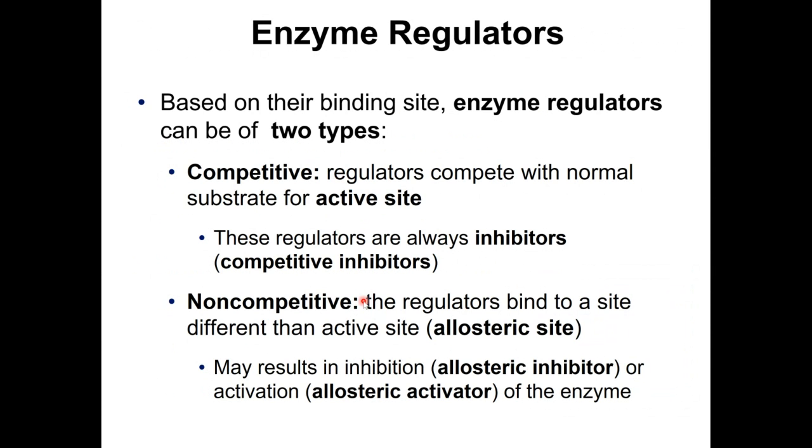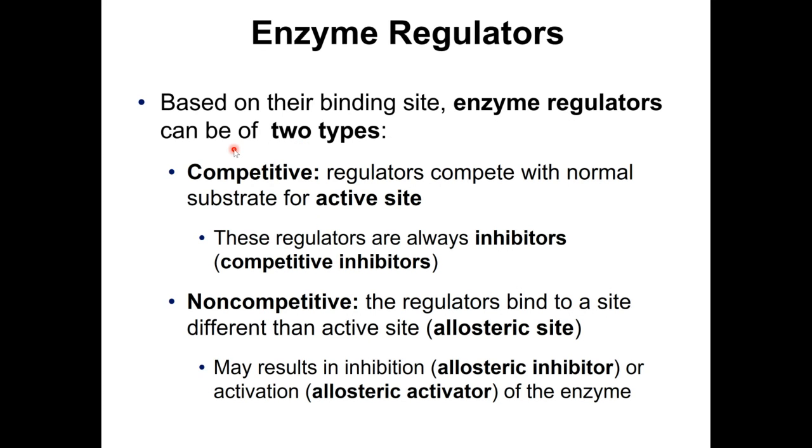or in a different site. There are other sites outside of the active site where they could bind. These are referred to as allosteric sites. In this case, they're referred to as non-competitive. They are referred to as competitive in the first case because they compete with the substrate for the same site, the active site, and non-competitive because in this case they don't compete with the substrate for the active site. Now you can imagine how competitive regulators can only be inhibitors, because if they bind to the active site, the substrate cannot bind to it, so they block the reaction.